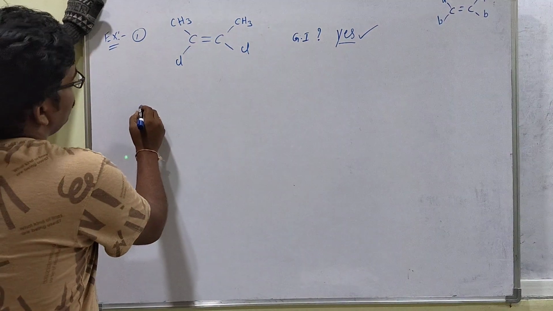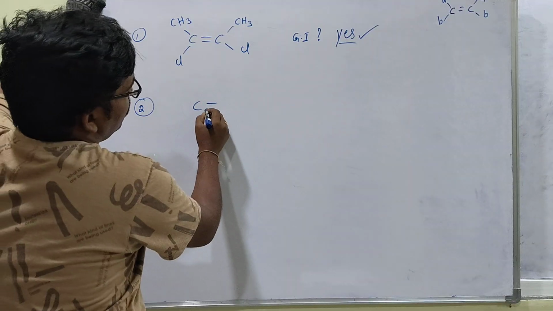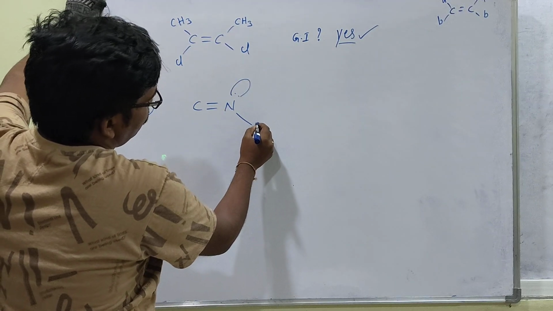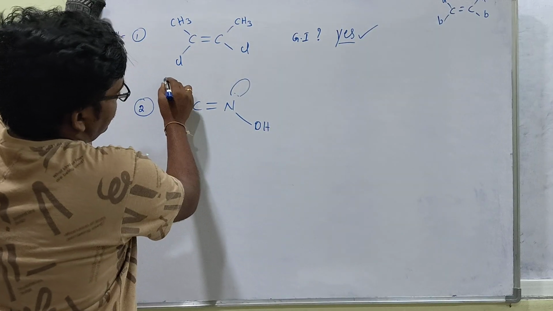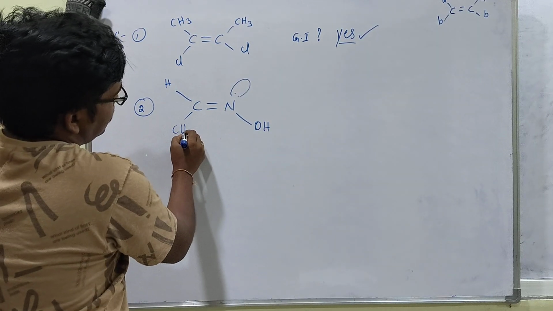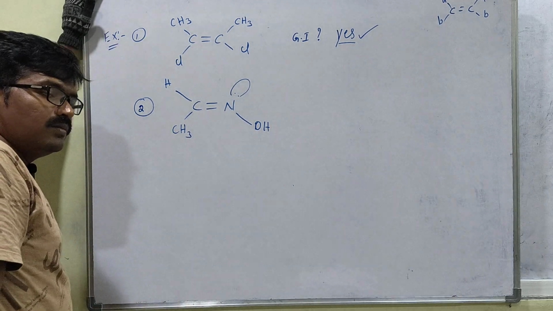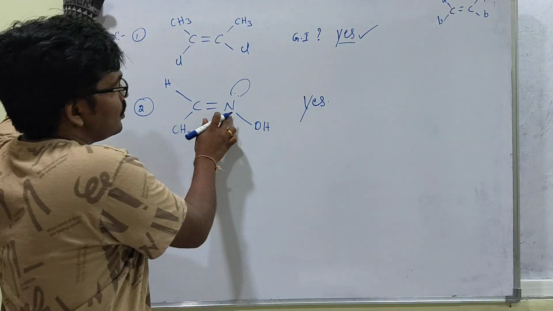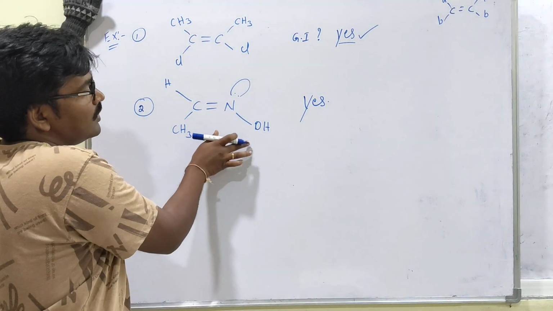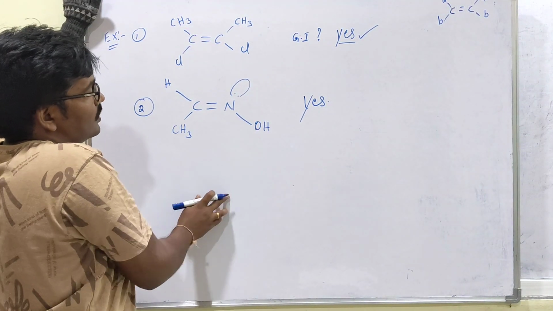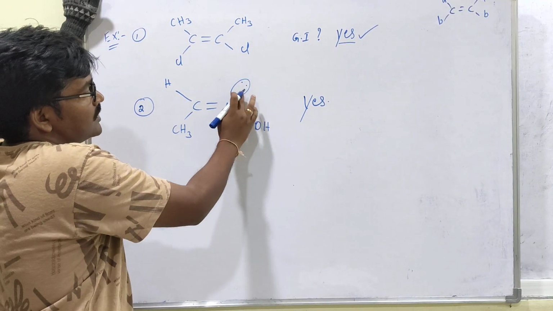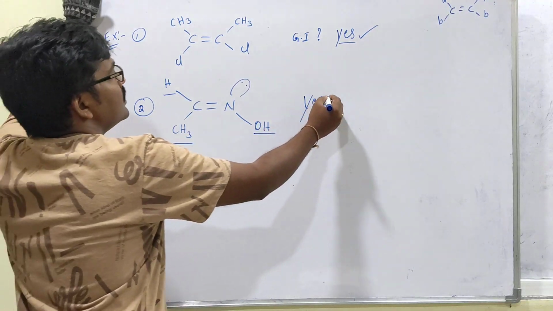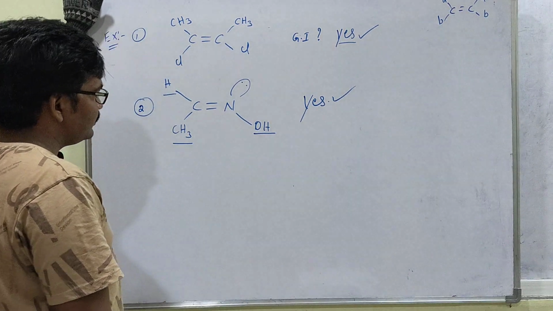Then the second one, look at C double bond N, where a lone pair of electrons is there on nitrogen. OH is there, then H is there, then CH3 is there. Is that exhibiting geometrical isomerism? Yes. What is the reason? Restricted rotation is there, and all are present in one plane. Two different groups: the lone pair of electron density here, and on the other carbon OH, CH3 and H. So it can exhibit geometrical isomerism.